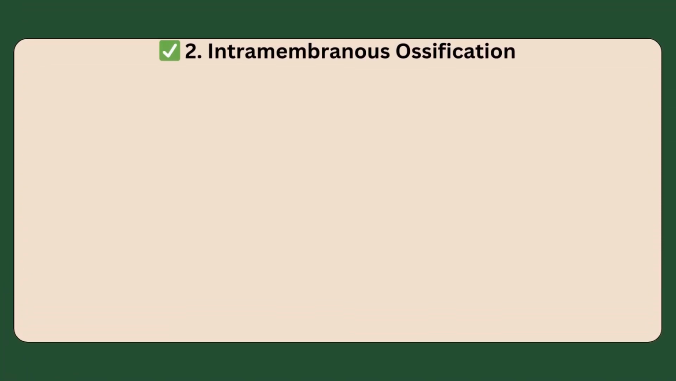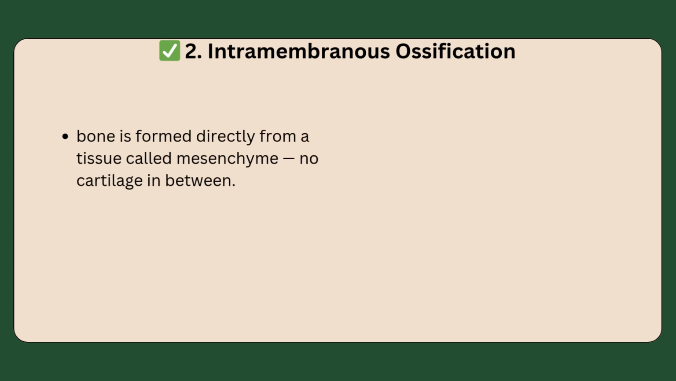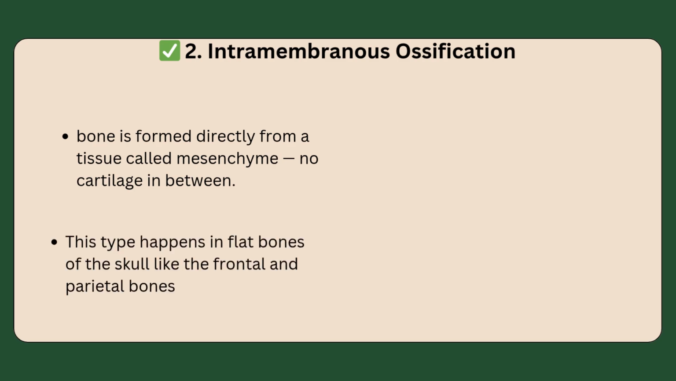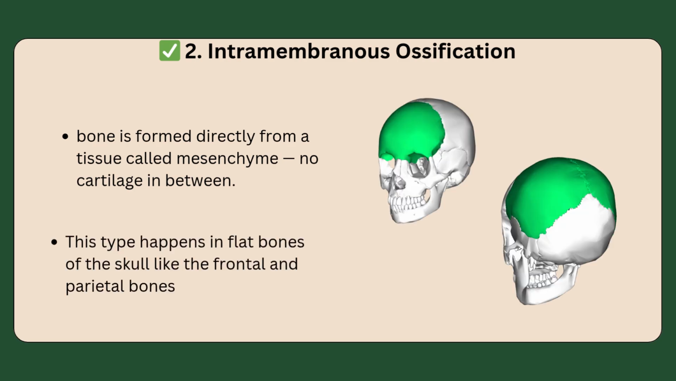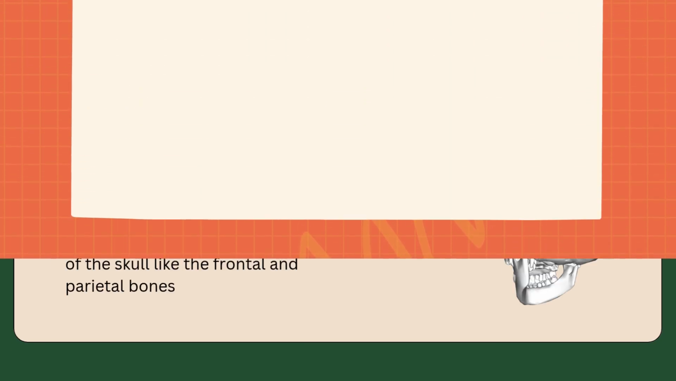2. Intramembranous ossification. The second one is membranous ossification. Here, bone is formed directly from a tissue called mesenchyme, no cartilage in between. This type happens in flat bones of the skull like the frontal and parietal bones.